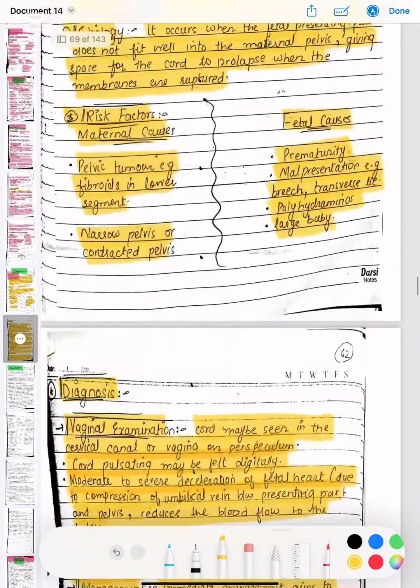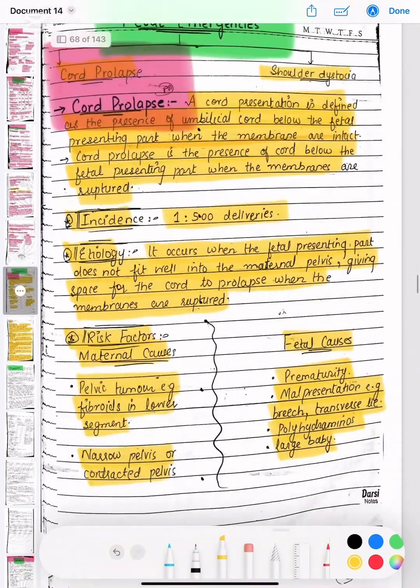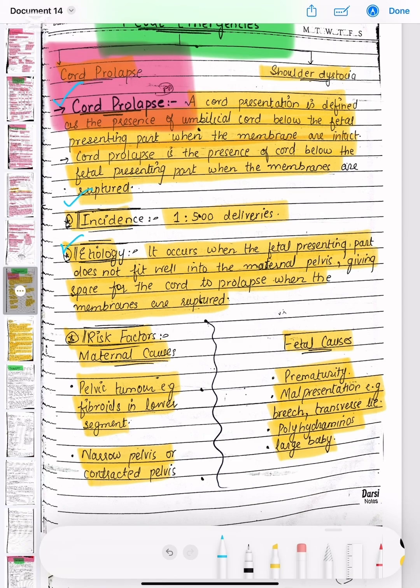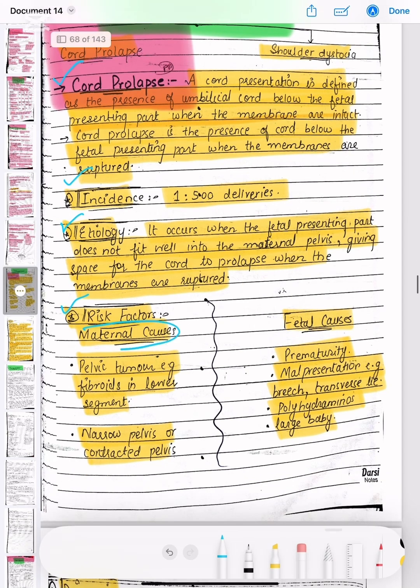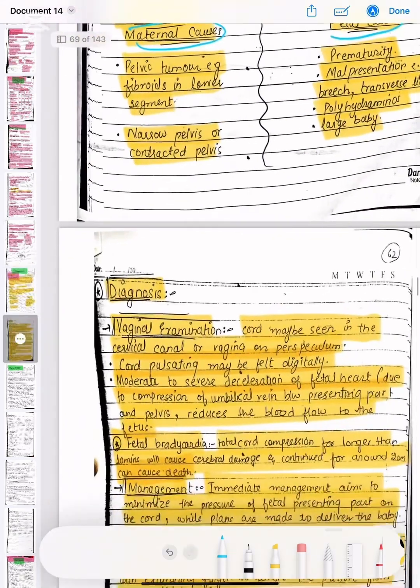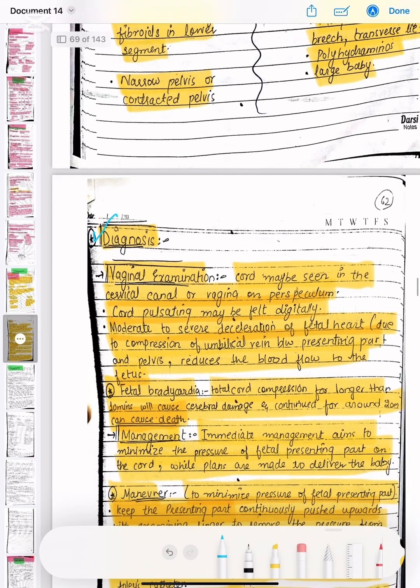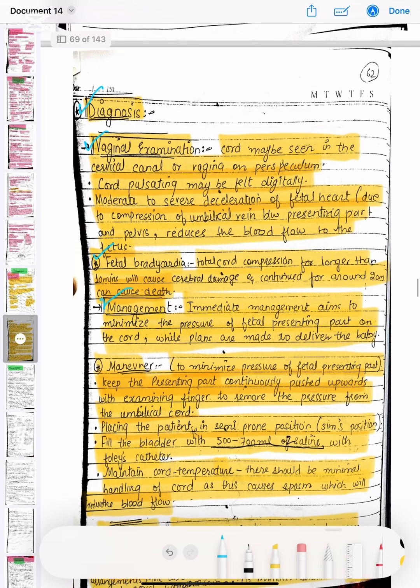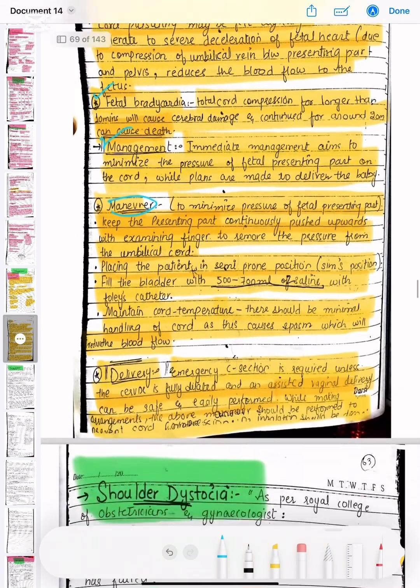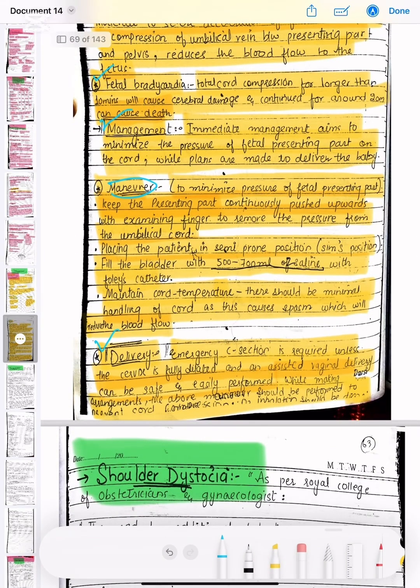So, we have discussed the topic fetal emergencies, and we have discussed cord prolapse, in which we covered the incidence, then the causes, then the risk factors, which are the maternal causes and the fetal causes. Then we discussed the diagnosis for cord prolapse, which are vaginal examination and checking for fetal bradycardia. Then we discussed the management and maneuvers, and then the delivery options.